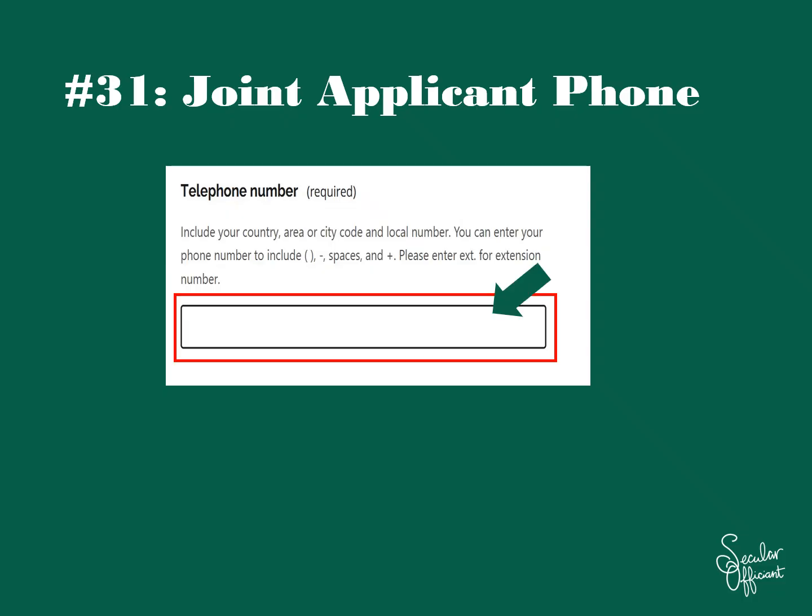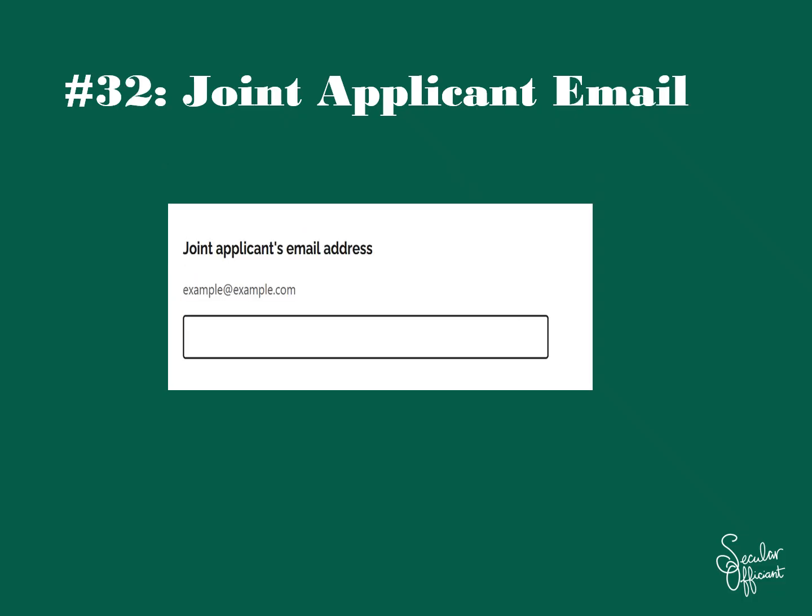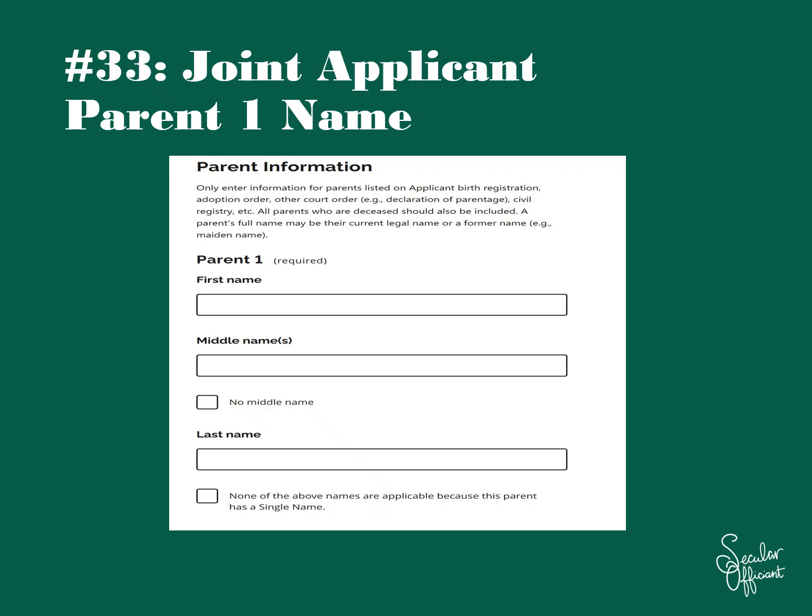Step 31 is inputting your partner's telephone number. Step 32 is inputting your partner's email. Step 33 is indicating the name of your partner's first parent. Include the first name and middle name. If they don't have a middle name, select the square box indicating no middle name. Then include their last name. If the parent has a single name, select the square box indicating single name and input their parent's single name.